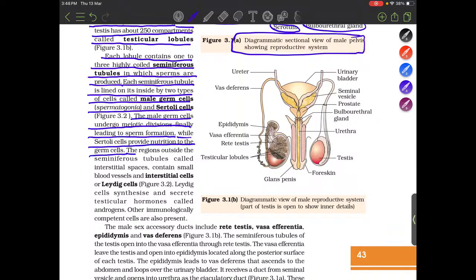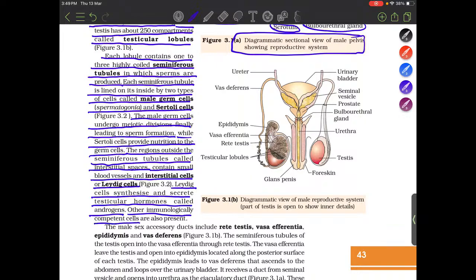The region outside the seminiferous tubule, called interstitial space, contains small blood vessels and interstitial cells or Leydig cells. Leydig cells synthesize and secrete testicular hormones called androgens. Other immunologically competent cells are also present.